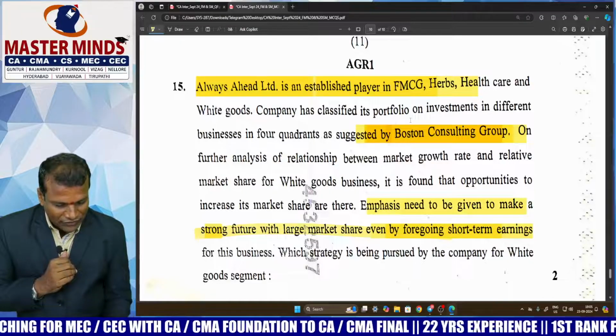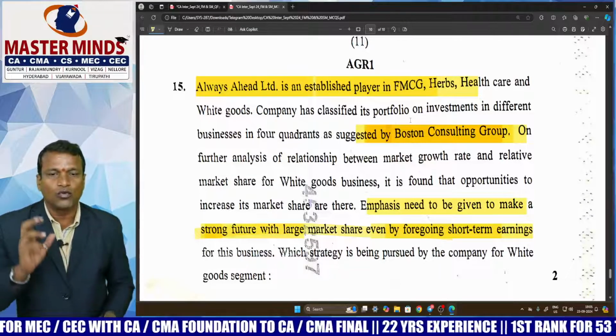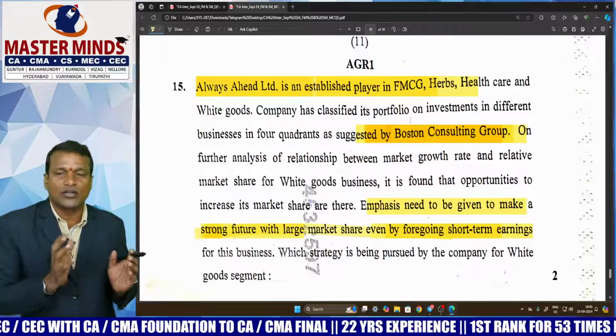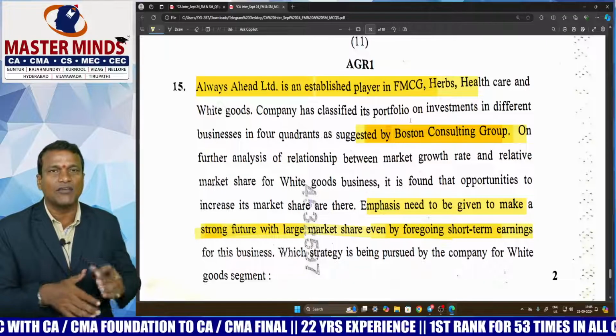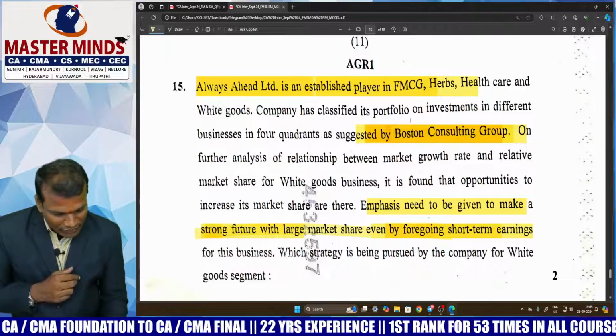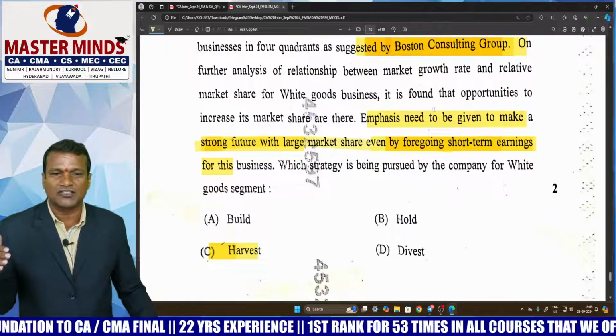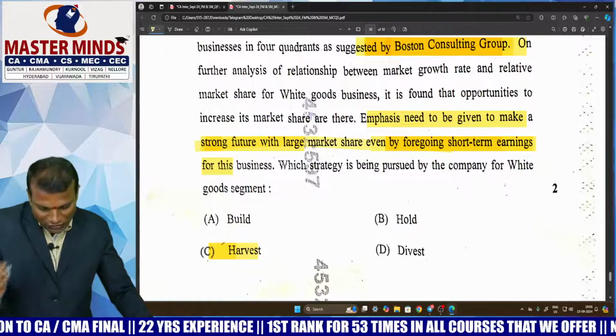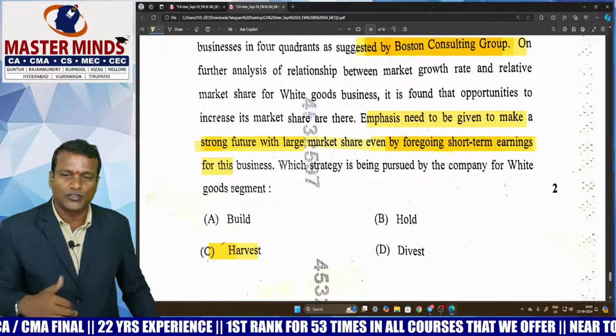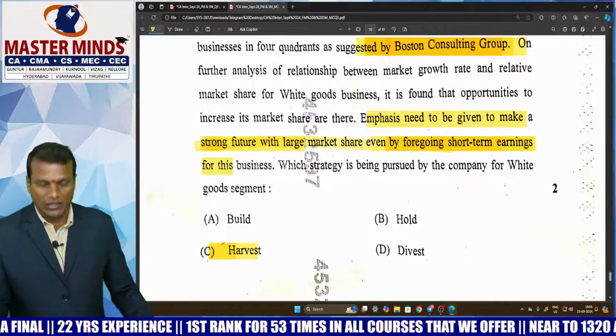Emphasis need to be given to make a strong future with large market share. You are trying to build your market share even by foregoing short-term earnings for this business. Which strategy from BCG matrix is being pursued by the company for this white goods segment? He has 4 options now. Appropriate answer will be harvesting, right?